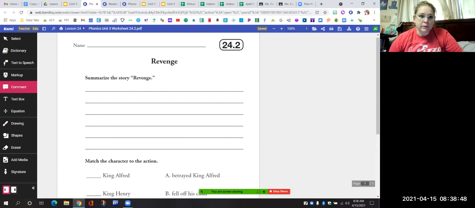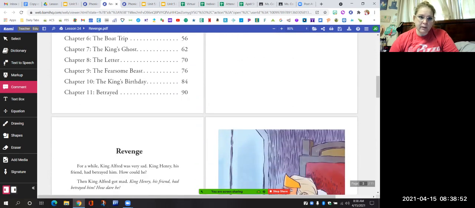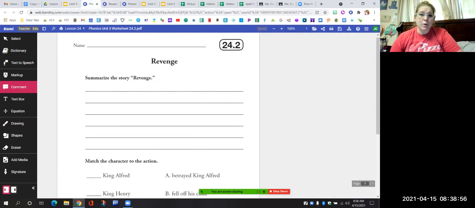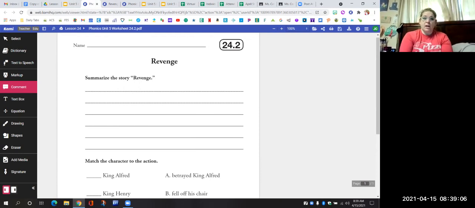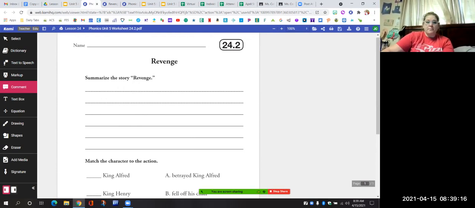Okay, just read this one right here. Remember, you're going to summarize it, which means you just write, in a couple of sentences, what happened in the story from the beginning to the end. Make sure that you use character names and events in the story. And remember, it doesn't have to be a lot. It could just be 3 or 4 sentences, okay?